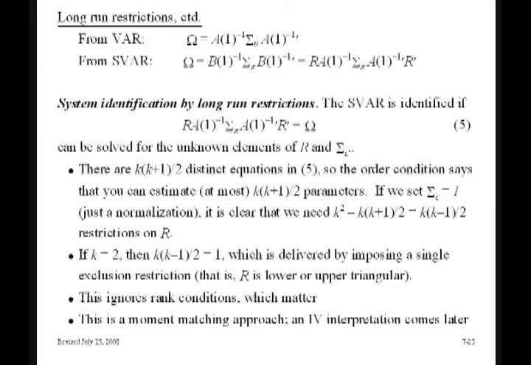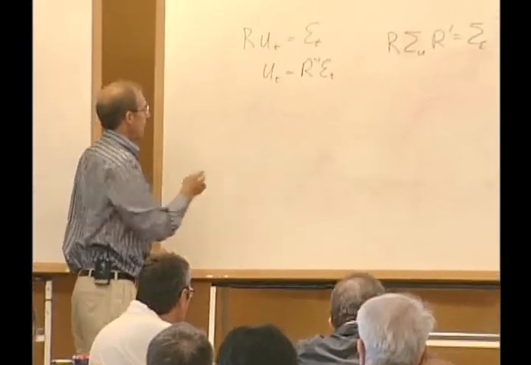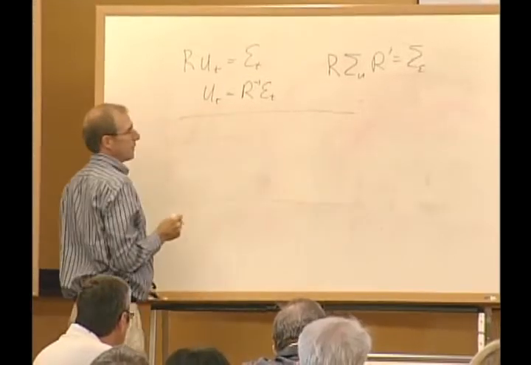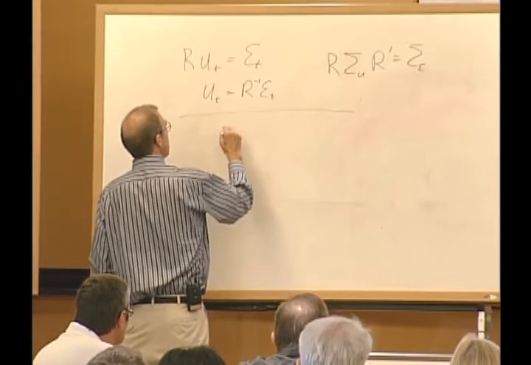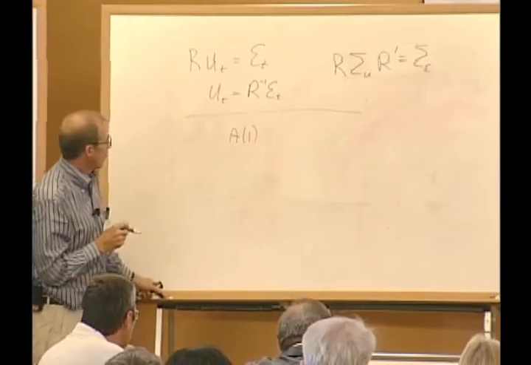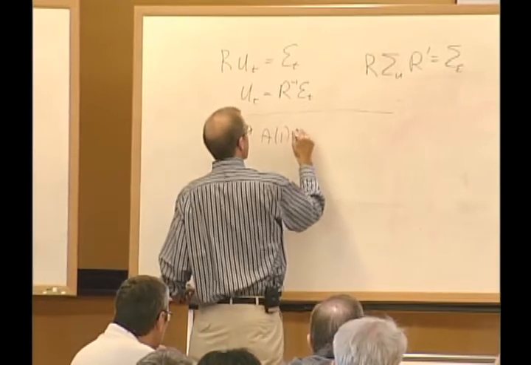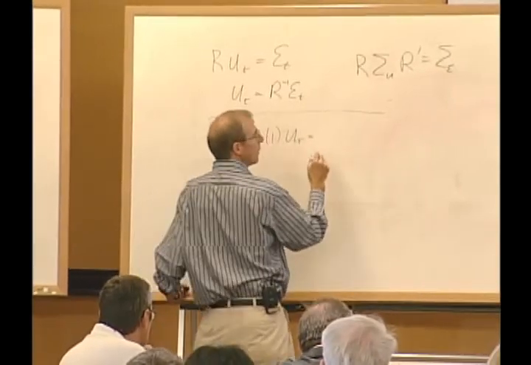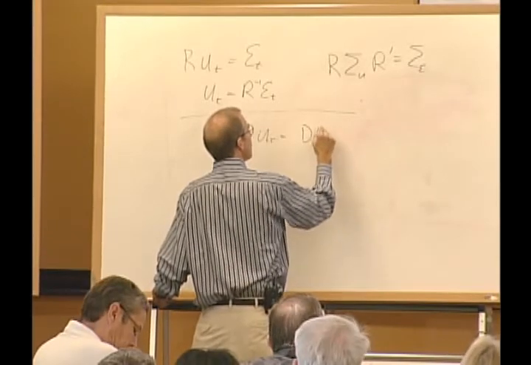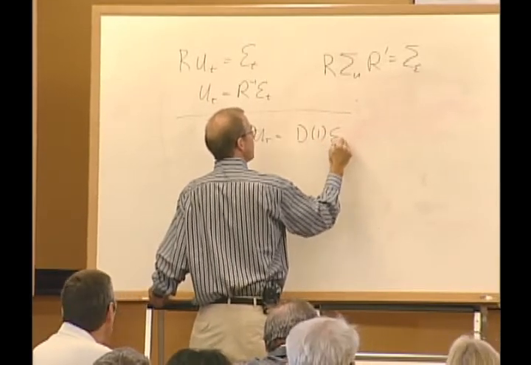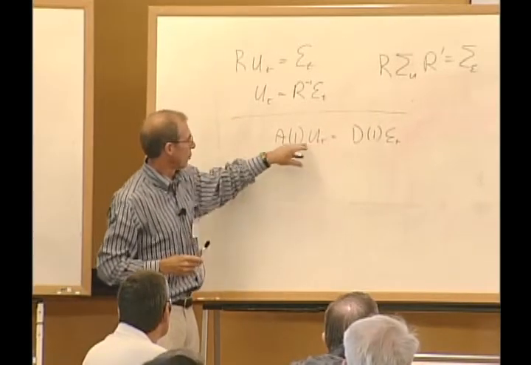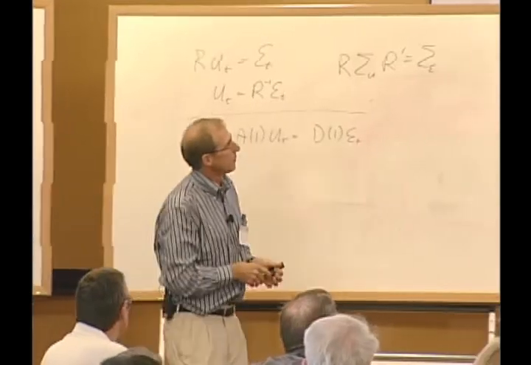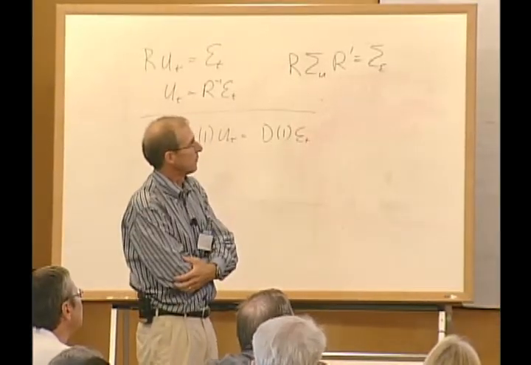If you recall before, what the identification in the short-run restriction was running off of was R sigma u R prime is equal to sigma epsilon. Well, in the long-run setup, what you're interested in instead is the long-run effect, which is going to be something like A of 1. So A of 1 times u_t is equal to D of 1 times epsilon_t. And so the restriction that you're now going to be interested in is a sort of long-term relationship between these, and that's going to be summarized in the spectral density matrix at frequency 0.